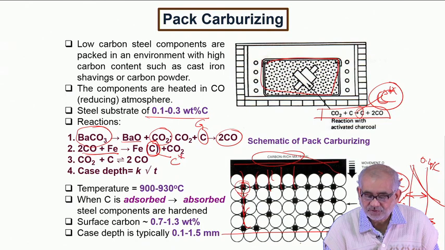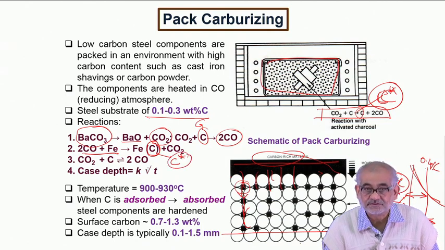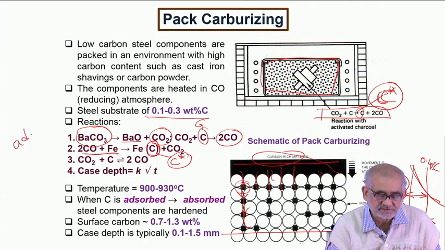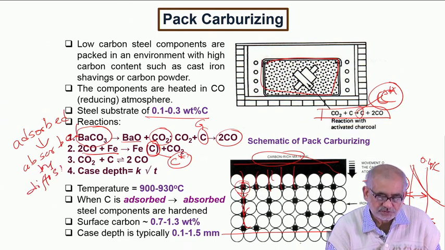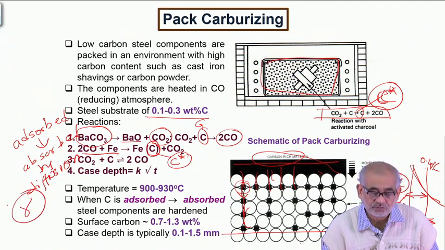Now, it is very important that this is in an activated state, not in a molecular state, because unless it is in an activated state, it cannot easily get adsorbed and subsequently absorbed by diffusion. So, what is important is that the carbon at the surface is initially adsorbed and then finally absorbed by diffusion. So, we must have sufficient solubility for absorption, and this is exactly why we always go to the austenitic range and don't do it in the ferritic range.